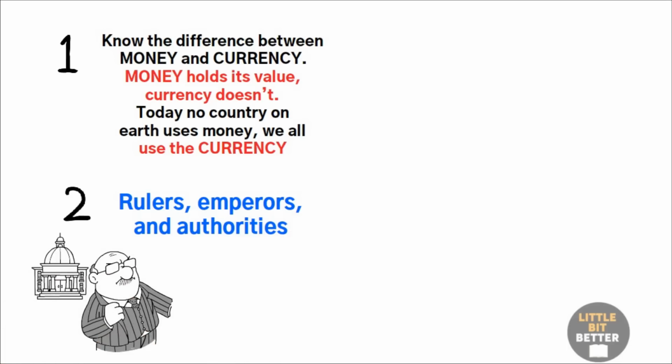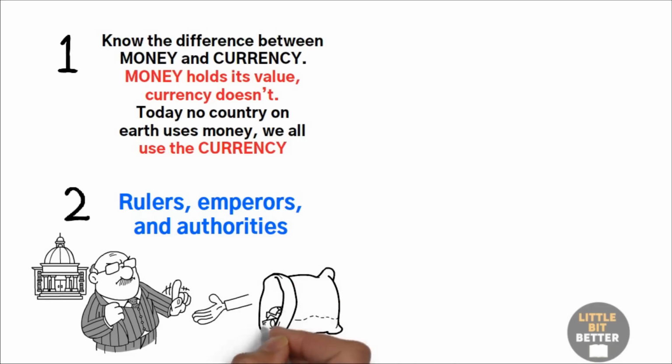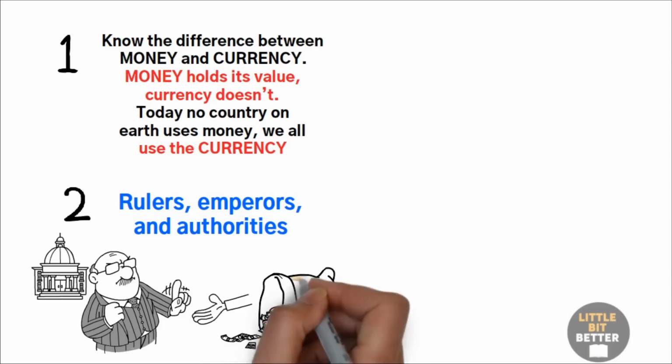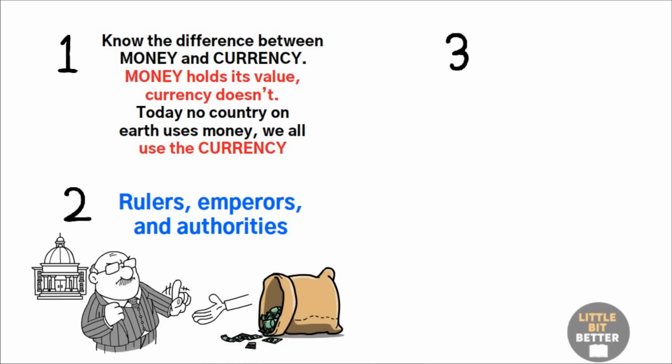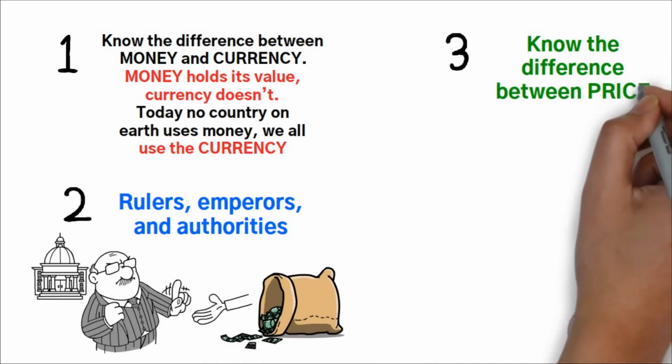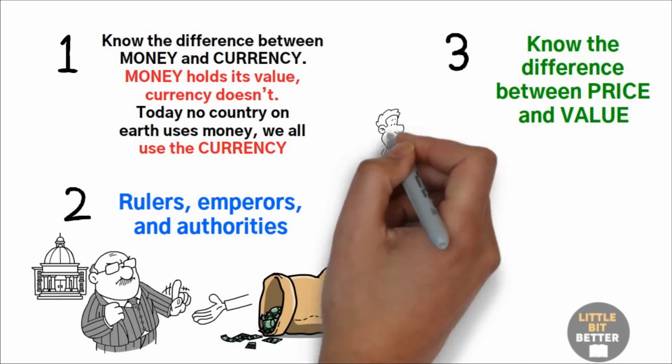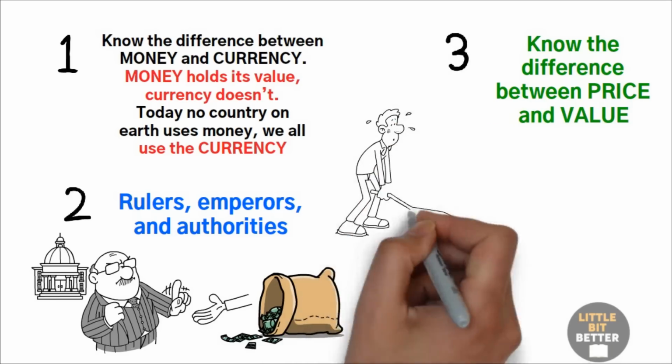This fact never changes. Never. They always find a way to cheat it. Look back to history and you will see many examples of this. 3, know the difference between price and value. Price means nothing. Value is everything.